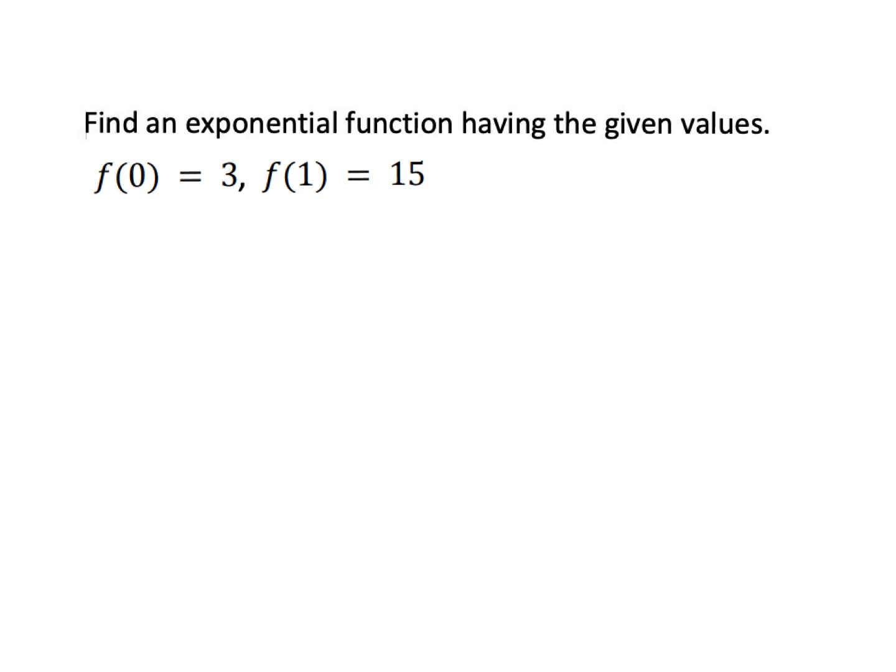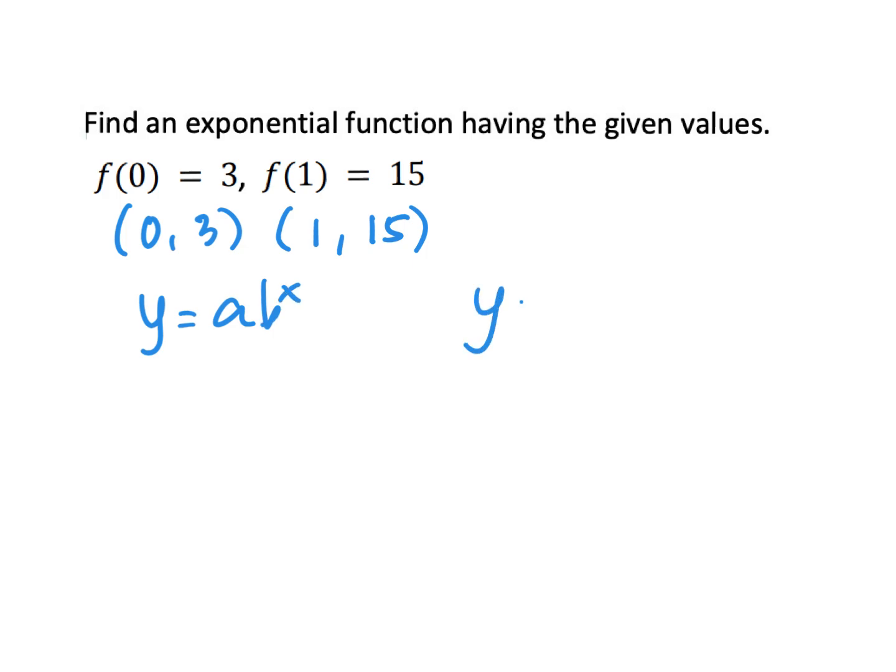Find an exponential function having the given values. f of 0 is equal to 3 and f of 1 is equal to 15. Let's put it in ordered pair again. 0, 3, and the other one is 1, 15. Okay, y is equal to ab raised to x. Another one again, y is equal to ab raised to x. So my y here is 3. And my a, I still don't know. My b I don't know, but I know my x, which is 0. Now we know that b raised to 0 will always be equal to 1. Therefore, my a here is equal to 3.